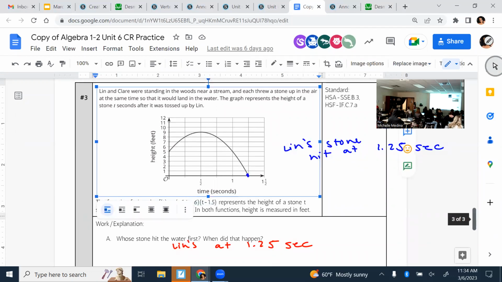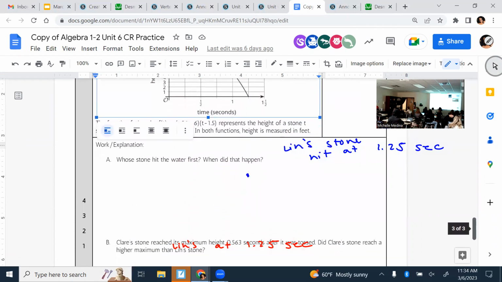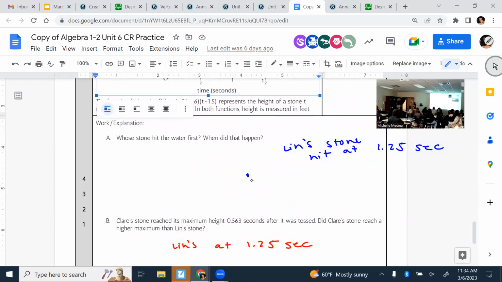Next part, and you can pack up. Sorry. It says Claire's phone reached the maximum height of this many seconds after it was dropped. Claire's phone reached a higher maximum height. So where do you look at for maximum height? So vertex, good.